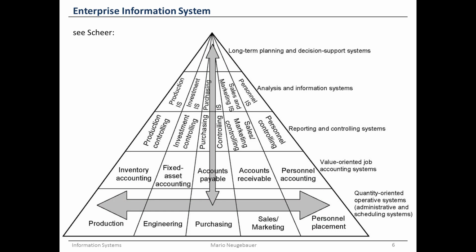And now if you have to decide for an enterprise information system or for an ERP system, as we will discuss in a minute, then you know there are certain modules. You can choose from these modules, and you choose the modules which fit to your company, which fit to your business process, to your purposes, such that an information system can optimally support your business model.